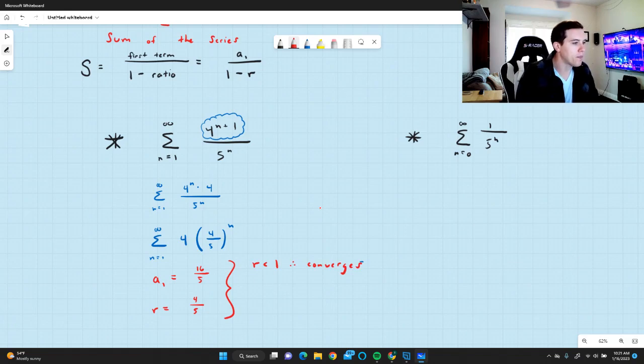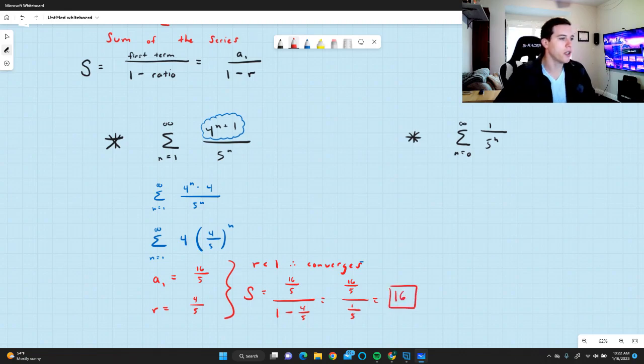And on top of that, I also know that I can find the sum, which would be the first term, which would be 16/5 over 1 minus the ratio, which is 4/5. This one actually simplifies kind of nicely. 16/5 over 1 minus 4/5 is 1/5. So it looks like it's just 16. So if you were to find some partial sums, you should get 16 as an answer.